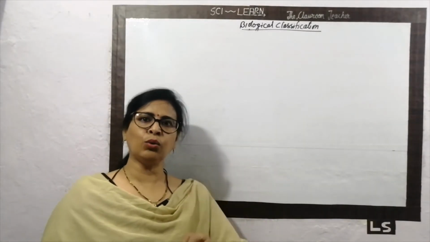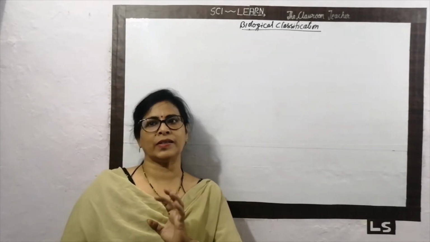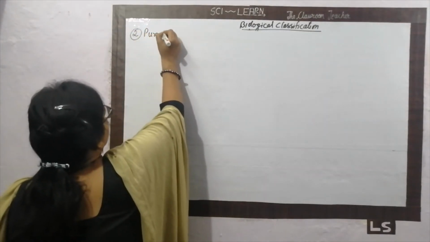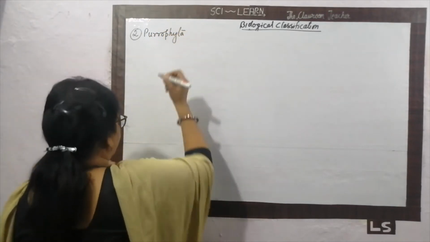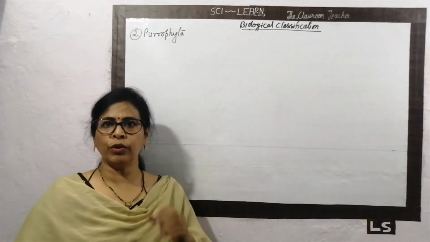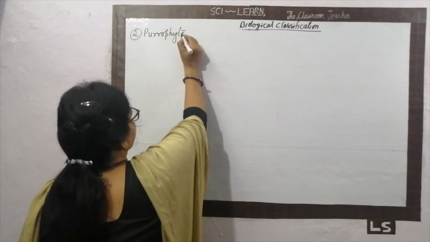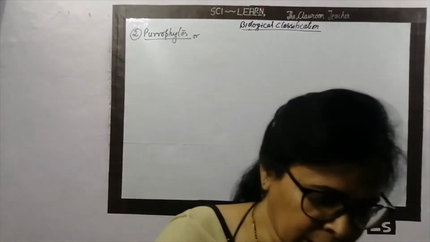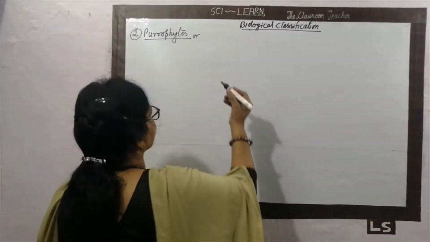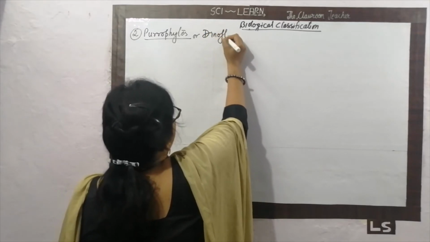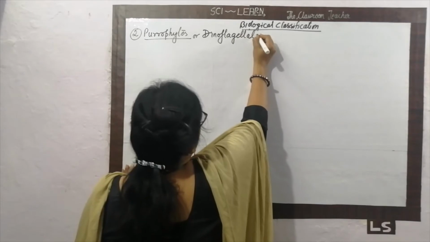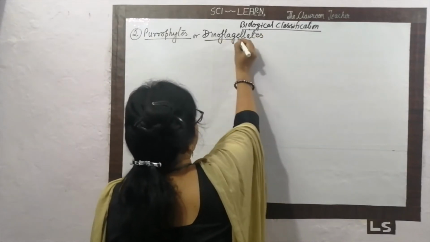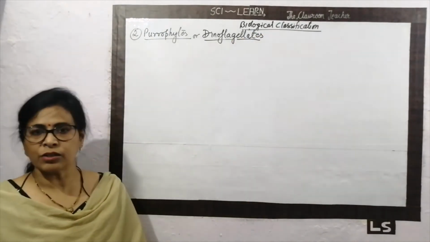The second class included in the kingdom PROTISTA is the Pyrophytes. Pyrophyta, yeah, Pyrophytes. These are also called Dinoflagellates, or flagellates. So this is the second class of the kingdom PROTISTA.